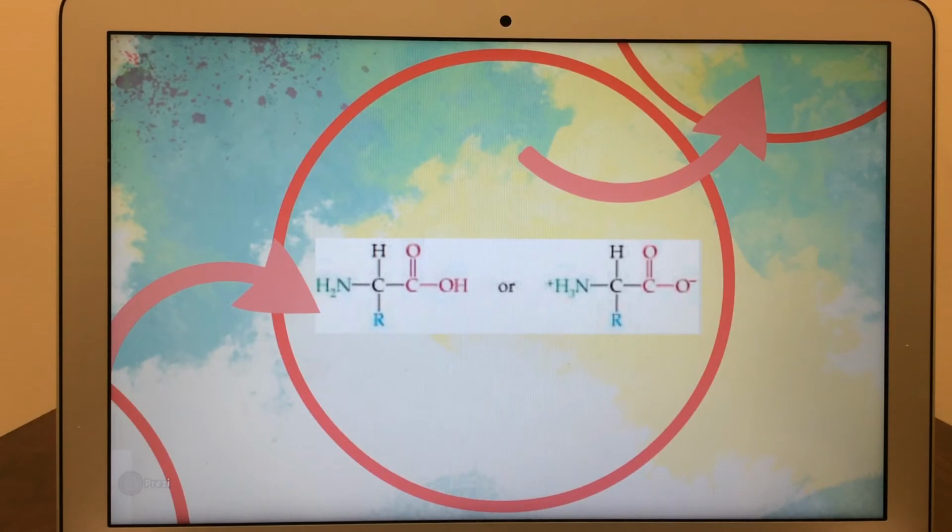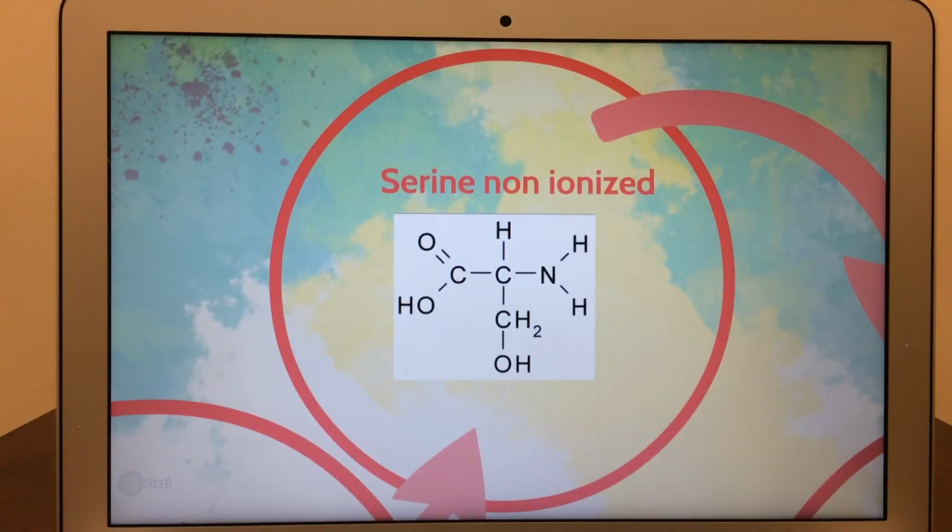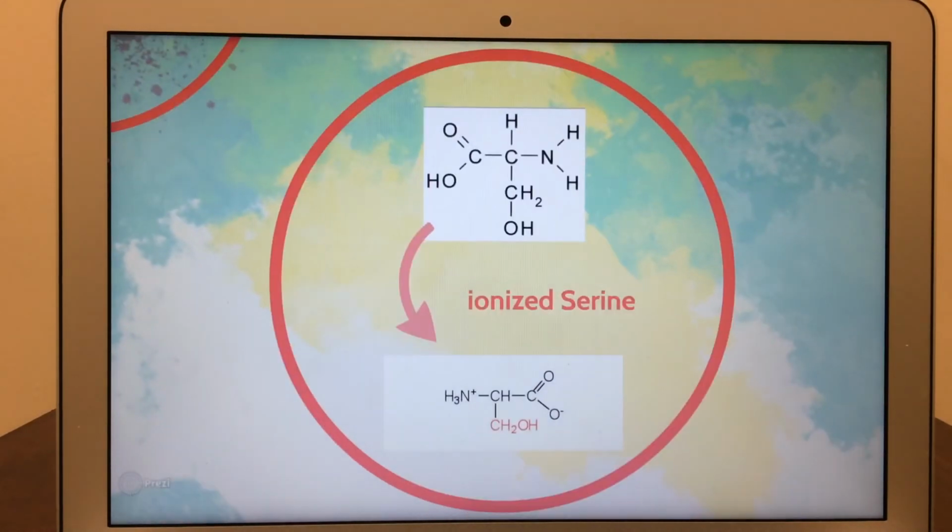This is an example of a generic amino acid. On the left, we have the neutral, non-ionized form that is not in solution. On the right is the ionized form in solution. As you can see, the R group remains unchanged, while the carboxyl and ammonium groups have a charge. Let's look at serine non-ionized. You can identify the R group with the OH hydroxyl attached, and as you can see, there's no charge. Here we have serine ionized. Both the carboxyl and ammonium groups carry a charge now. The R group remains unchanged.